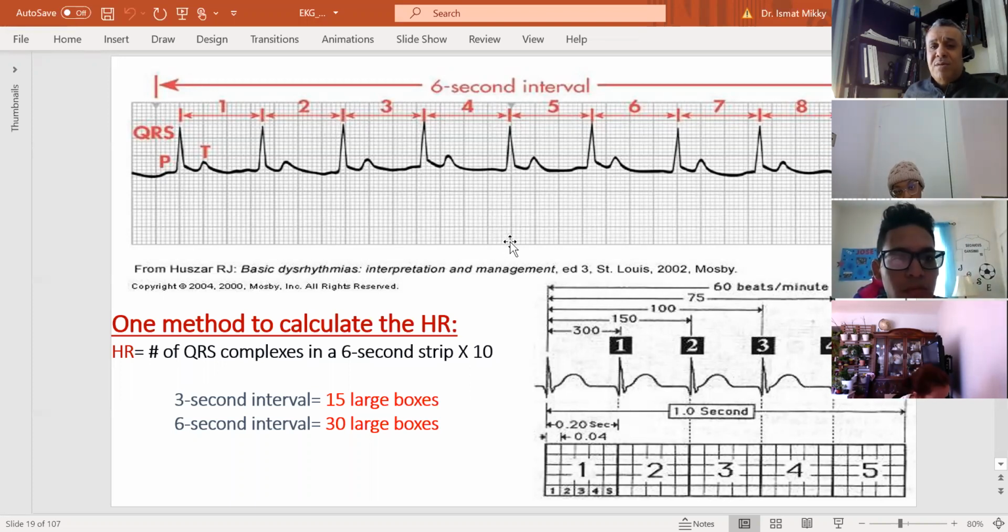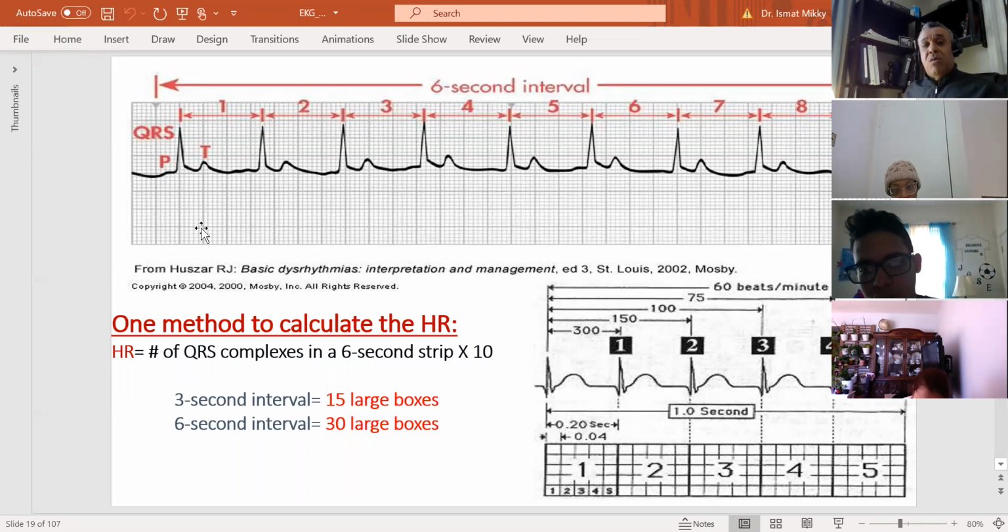So all these paper rolls come pre-dotted or marked like this. So 15 boxes times 0.2, that's 3 seconds. And then you add another 15 boxes to the other mark. You will find also 15 boxes, which is equivalent to 3 seconds. So you add the 15 and another 15, which is 30 boxes. Which means to get the 6-second interval, you have to count 30 boxes, which is equivalent to the 6-second strip.